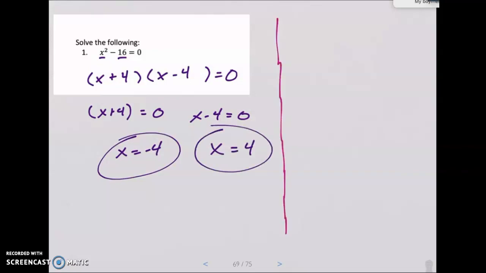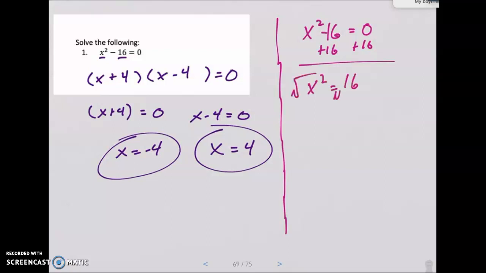Another way to do it is, because we're missing the b term, we can actually add 16 to both sides. This only happens when you're missing the b term. That b term really messes things up. X squared equals 16, and then what you can do is take the square root of both sides. X equals, so think of a number where if I square it, I get 16. 4 is one of those numbers, but negative 4 is also one of those numbers.